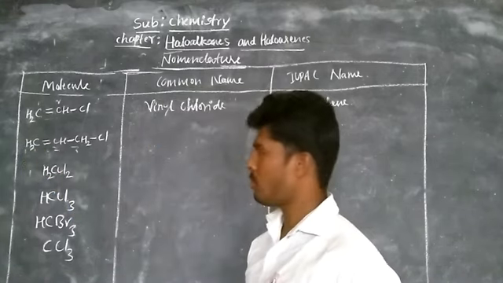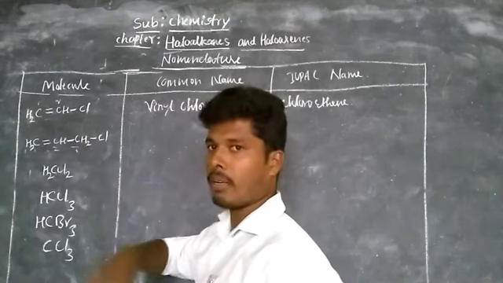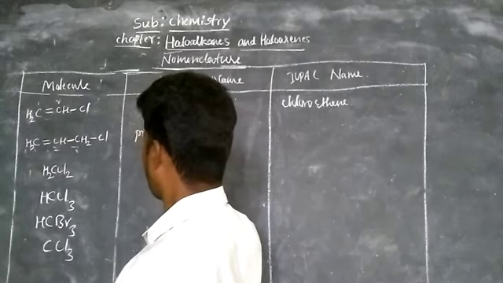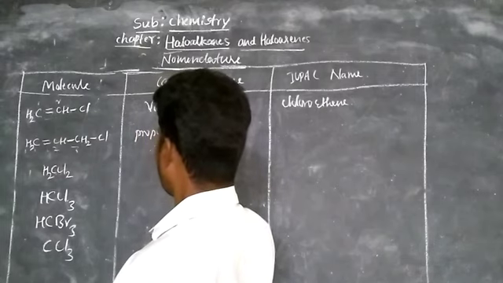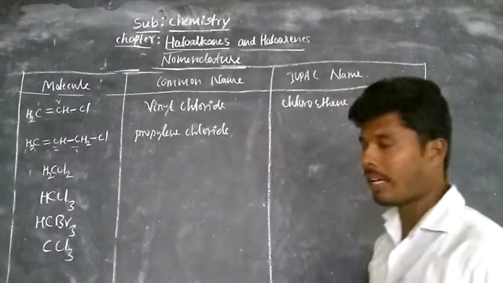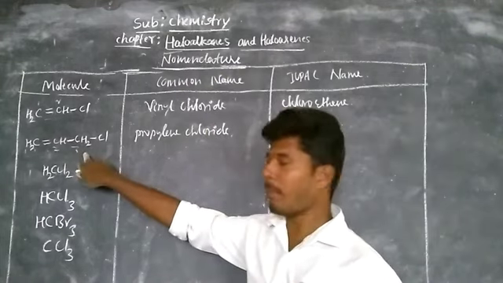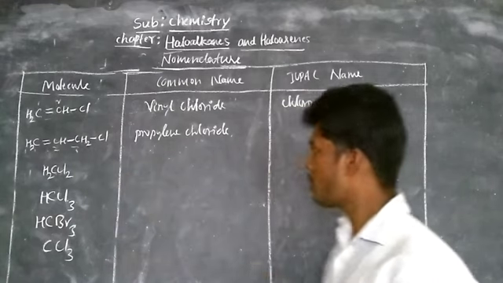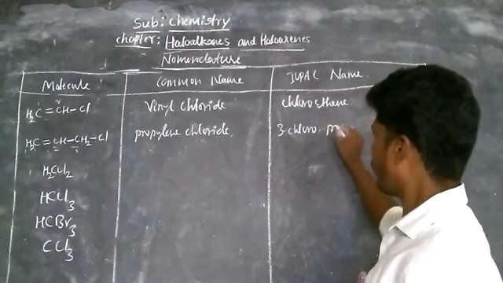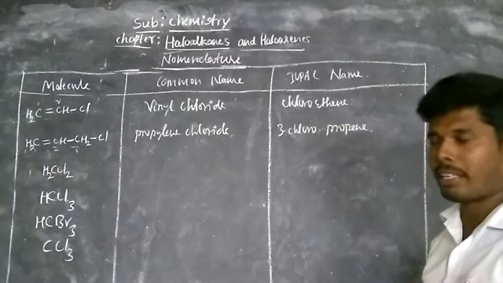Similarly, this one, give numbers 1, 2, 3. 3 carbon atoms. The common name is allyl chloride. Similarly, for the IUPAC name, 1, 2, 3, right? The third carbon contains chlorine. So 3-chloropropene is the IUPAC name.